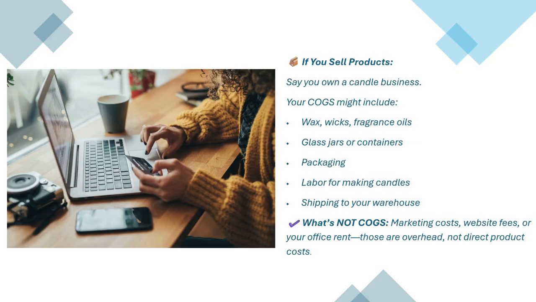Cost of goods sold is basically the direct cost involved in making or buying the product you sell. This includes things like materials you use, the cost of buying finished products to resell, and sometimes labor costs directly tied to production. For example, let's say you're a candle business. Your cost of goods sold might include the wax, wicks, fragrance oils, glass jars or containers, packaging, labor for making the candles, and shipping to your warehouse.